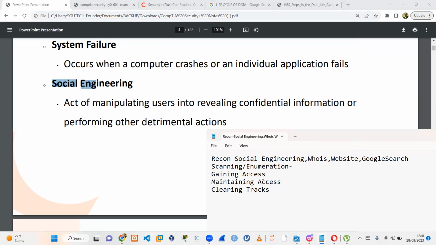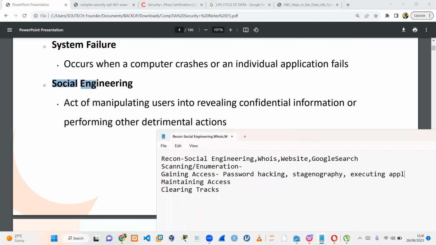Then, of course, you now have gaining access. Gaining access is where you now do password hacking. It's where you now do steganography. Steganography is synonymous to hiding files. So that's where you have also clearing tracks in gaining access. That's where you also have executing application. Executing application, right? So you have, I think, 2 others.